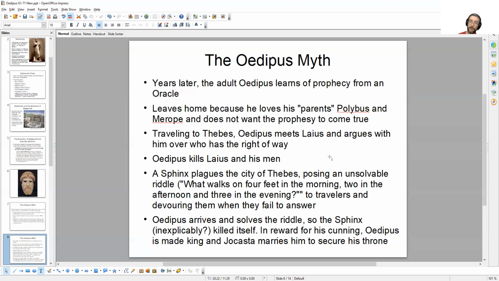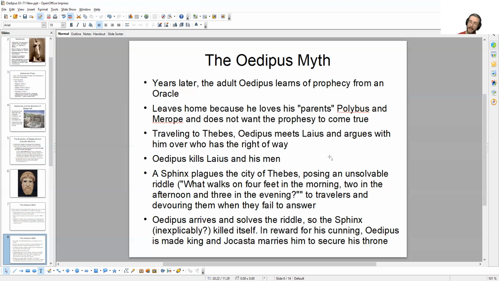As he is traveling to Thebes, moving towards another major nearby city, again, where his actual biological parents are living, not that he knows it, he actually meets Laius as Laius and his retinue are traveling along the road. And they enter into this kind of dispute or argument as to who has the right of way. Oedipus says, well, I'm a prince. Get out of my way.